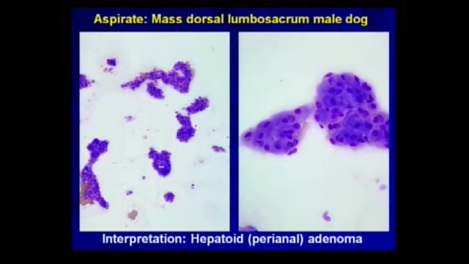The mass is on the dorsal lumbosacrum of a male dog, probably on the midline. We have clusters of neoplastic cells. Even at this magnification, you can see that they are spaced out. Nuclei are very benign looking, okay? And you can see that these cells in the center have abundant cytoplasm, around the edges little cytoplasm, nuclei are similar, and this is that perianal gland adenoma that you can see.